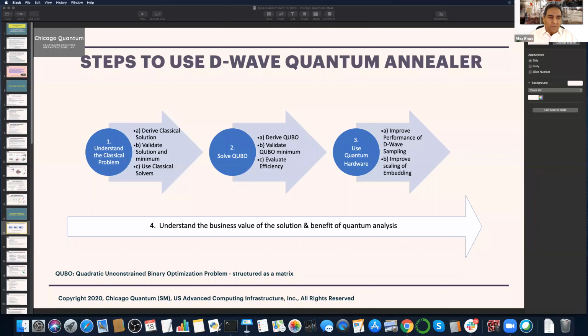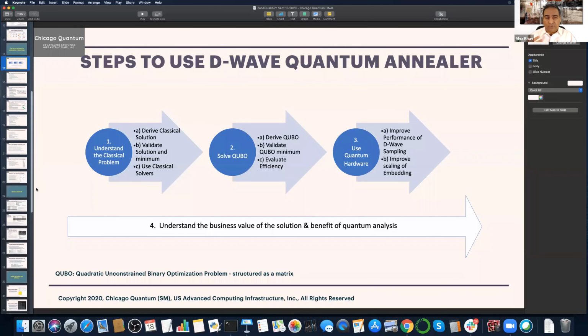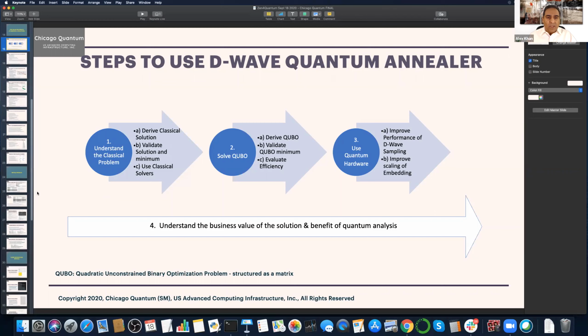So in my discussion, we're going to talk about a lot of different variables that you have to think about, and it is really up to you to determine whether you are getting a quantum advantage. But we're going to talk about what are the steps that one should take to actually solve these kind of problems.